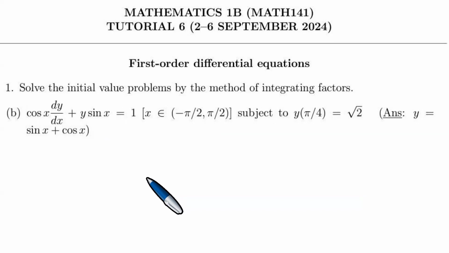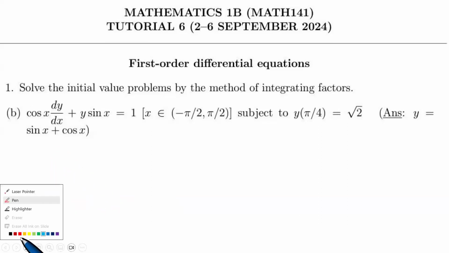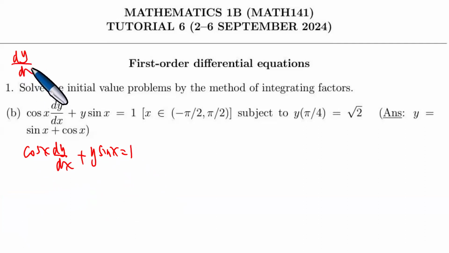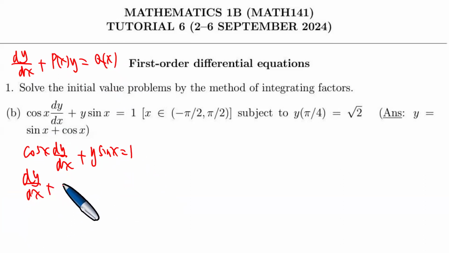Right, so this one is a little problem that you can try, but obviously we're going to do it. We can practice with it quickly. The problem is cosine x dy/dx. You must write it in standard form. What is the standard form? dy/dx plus p(x)y equals q(x). So you must make sure the coefficient of dy/dx is 1. Divide by the cosine.